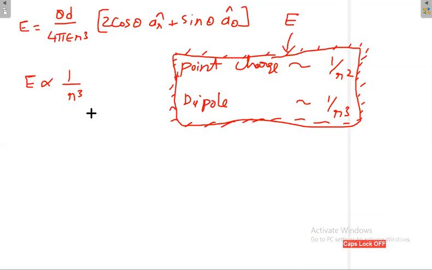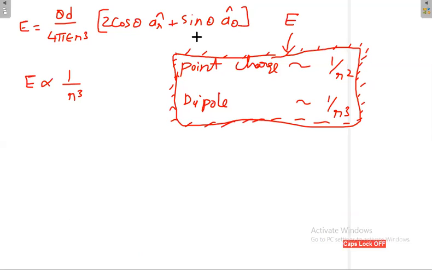Again, the electric field depends on theta also. Not only theta, it is also having two directions, radial direction as well as theta direction.